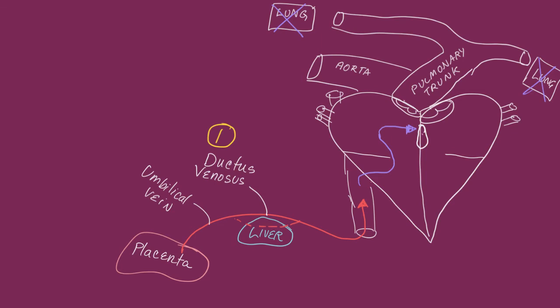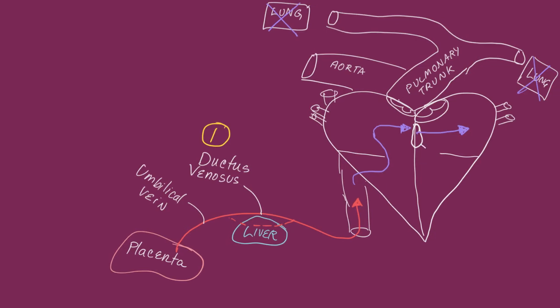From the right atrium, the blood goes directly into the left atrium through an opening called the foramen ovale. The foramen means opening and ovale means oval. This opening closes around the time of birth. This movement of blood from the right directly to the left atrium makes sense because the blood does not have to go through the pulmonary trunk and into the lungs that are not functional. So the foramen ovale is the second major modification of the fetal circulation. The foramen ovale closes around the time of birth.